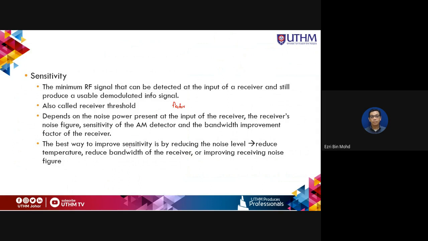The best way to improve sensitivity is by reducing the noise level. You know that noise power can be calculated by N = KTB, right? That is from chapter 2. K is the Boltzmann constant, T is temperature, B is bandwidth. So here we know that by reducing the temperature and by reducing the bandwidth, we can reduce the noise level, thus improving the receiver noise figure.